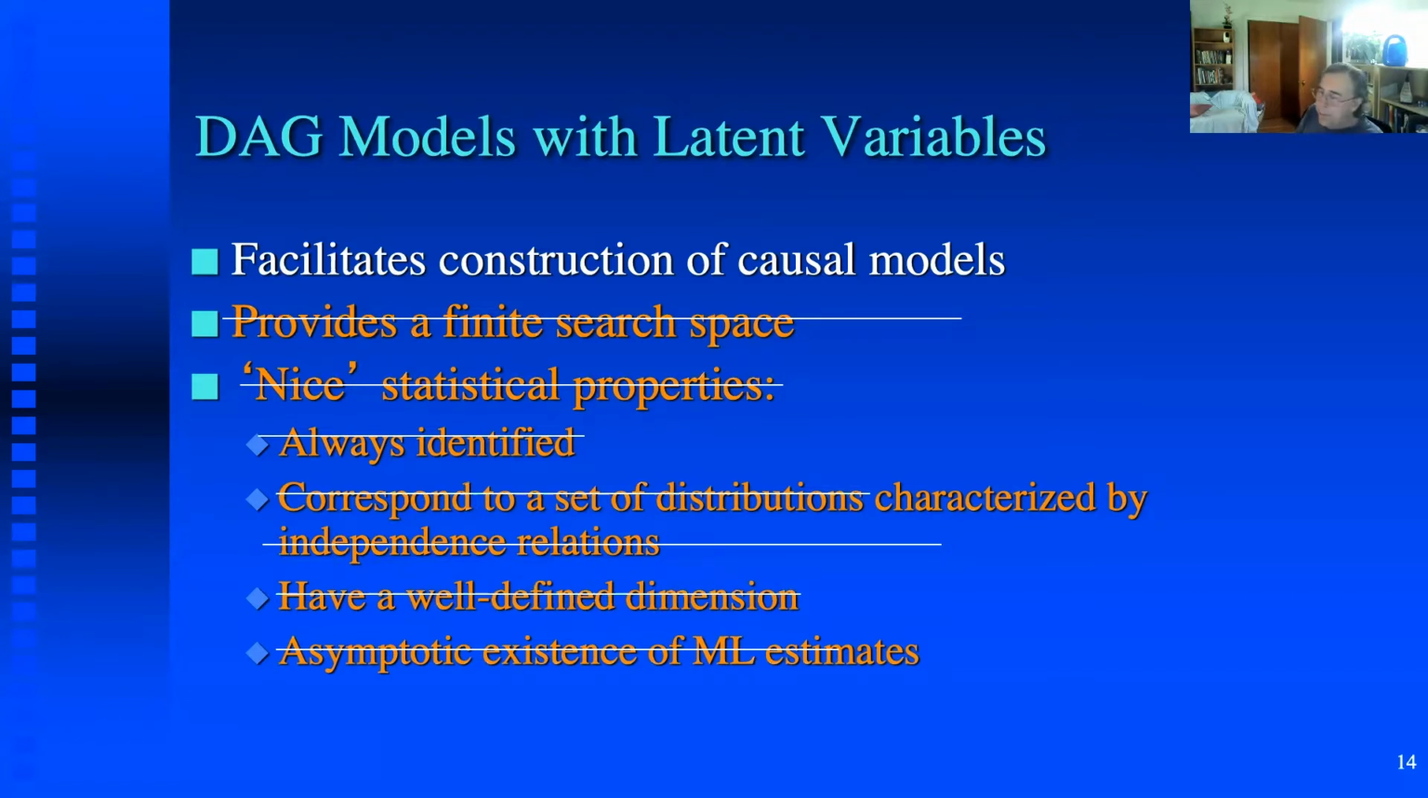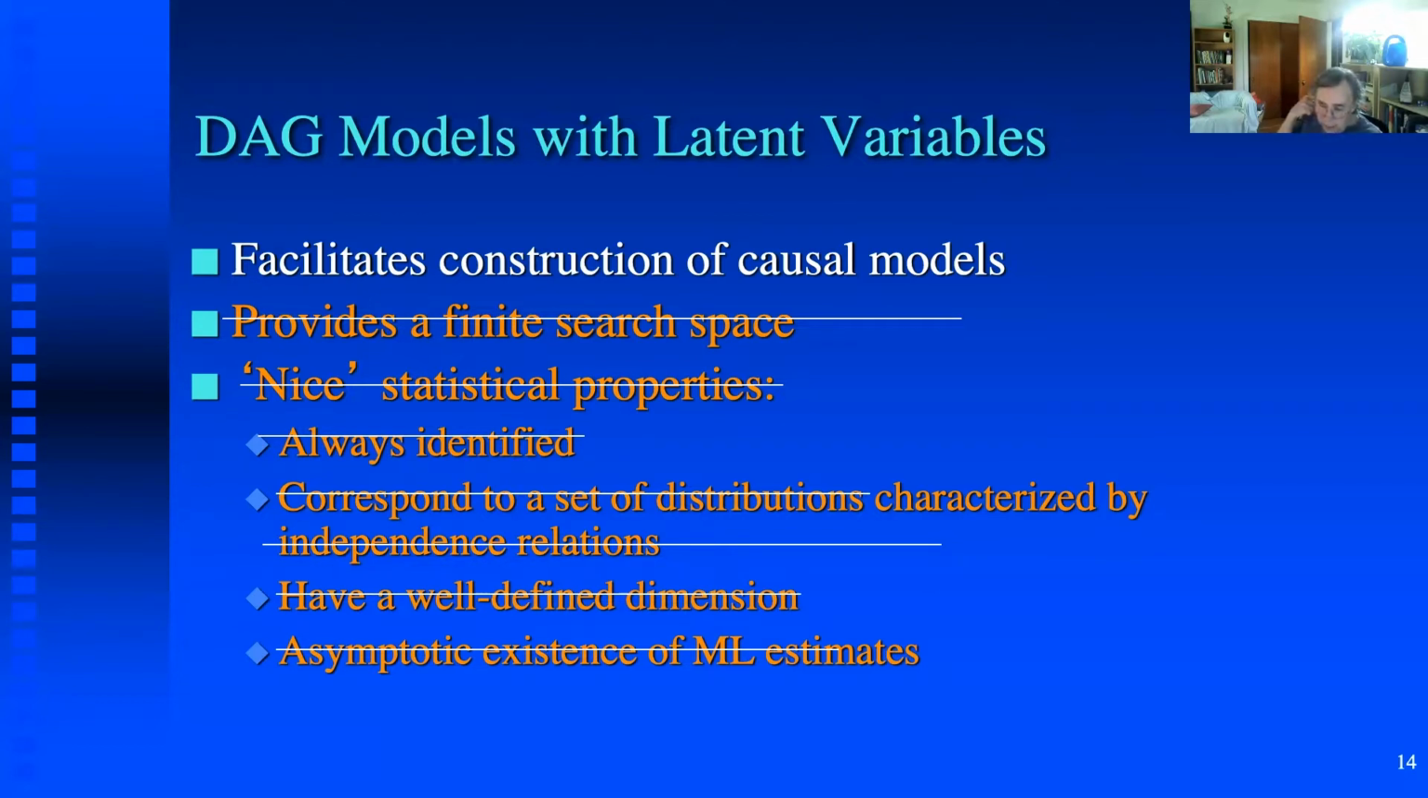We no longer have a finite search space because I can just keep adding latent variables. Again, there are some ways you can try and limit that, but it certainly complicates the search. It also means that they're not always identified. So I can't tell necessarily which is the right latent model given the measured variables that I have.